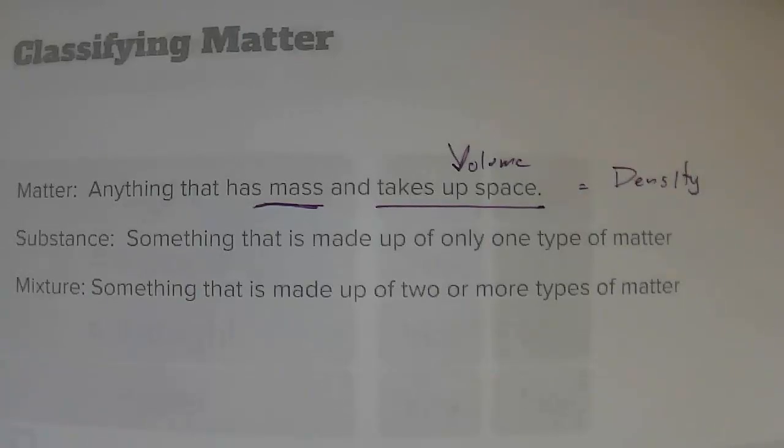And then the first two things we're going to talk about are substances and mixtures. A substance is anything that's made up of only one type of matter, so it's only one thing. And a mixture is a combination of two or more types of matter. So if you need to write these down, just pause the video and take a minute and write them down.